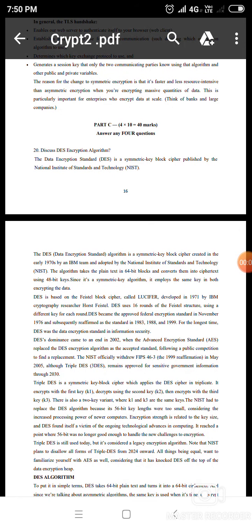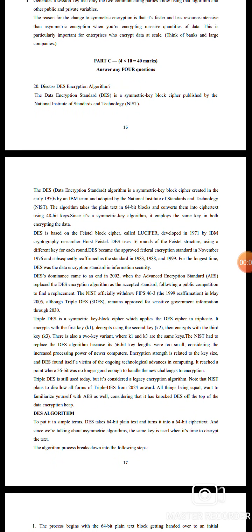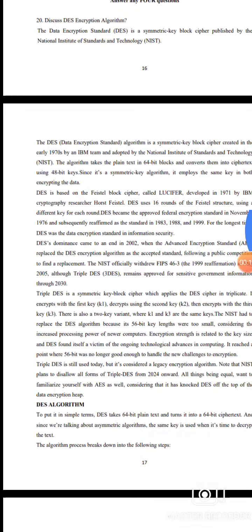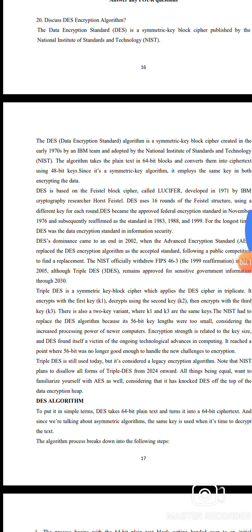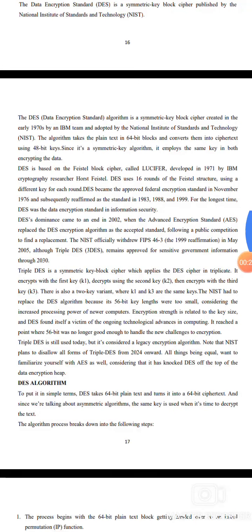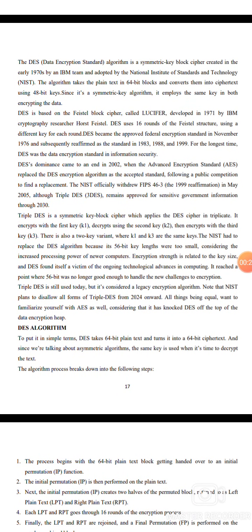Part C, Cryptography. 20. Discuss the DES encryption algorithm. The Data Encryption Standard is a symmetric key block cipher published by NIST. NIST is the National Institute of Standards and Technology. DES is a symmetric key block cipher created in the early 1970s by IBM and adopted by the National Institute of Standards and Technology.